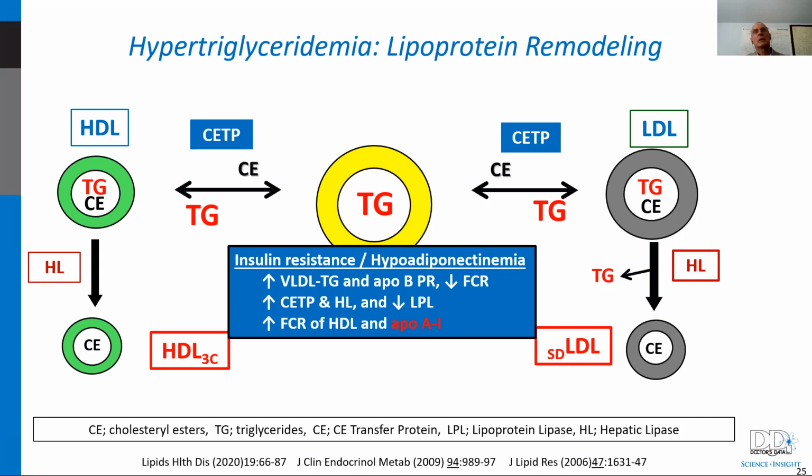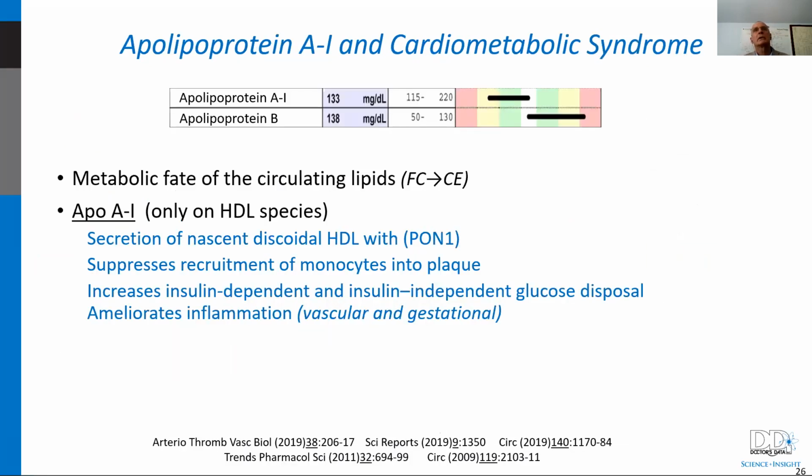So ApoA1, very important. We've always thought about ApoA1 being a key activating cofactor for lecithin cholesterol acetyltransferase, which esterifies free cholesterol to cholesterol ester. But some really exciting new research published in 2019 indicates ApoA1 has important roles in cardiometabolic syndrome, and we need to keep those levels up.